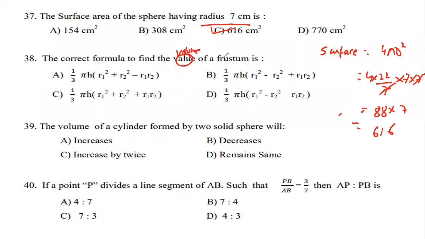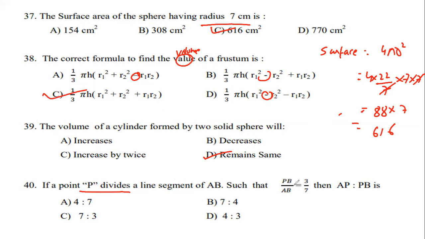Next, the correct formula to find the value, sorry, this one is volume, not value. Okay, volume of a frustum of a cone is dash. So the volume formula, frustum of the cone, what is the formula? 1/3 pi h into r1 square plus r2 square plus r1 into r2. Option C is correct. Look here also minus, minus, minus, you won't get. So that's why option C is correct. The volume of the cylinder formed by two solid spheres will be, no, it remains the same. Okay, volume won't change.